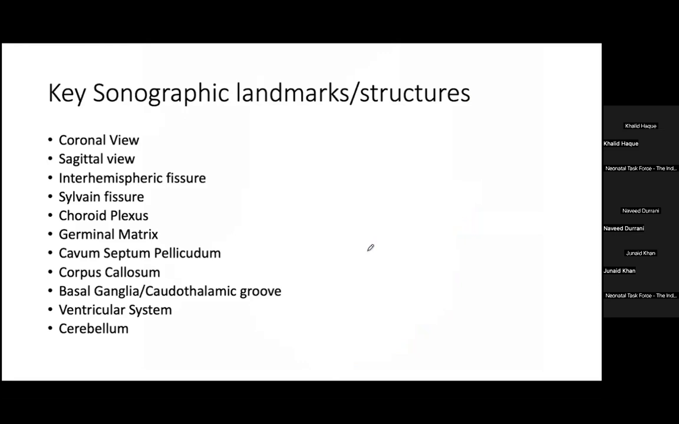Let's go now to the key sonographic landmarks and structures. These are very important in order to understand the later part of my presentation. The standard views are basically two: the coronal view and the sagittal view. Then we have to identify the interhemispheric fissure, Sylvian fissure, choroid plexus, and the germinal matrix, cavum septum pellucidum, corpus callosum, and then the gray matter and ventricular system.